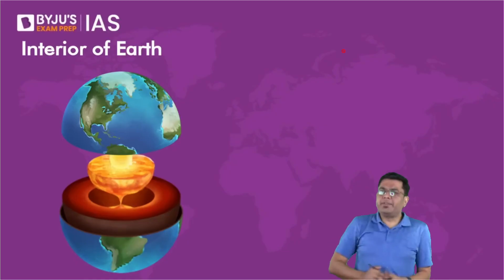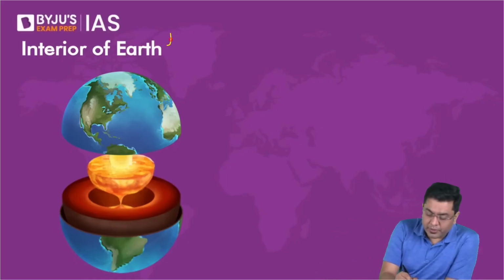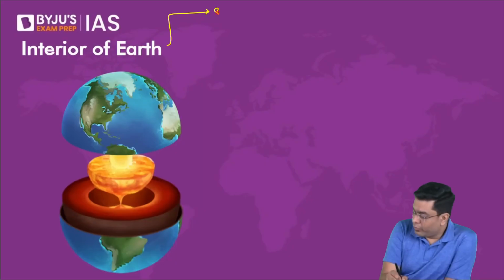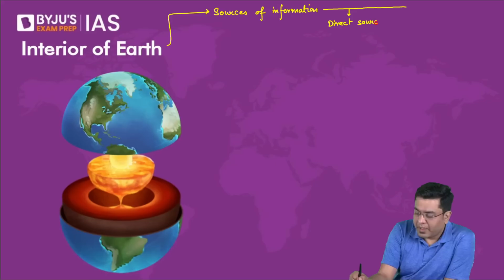So we have various sources of information when it comes to the idea about the interior of the earth. Now these sources of information can be classified into direct sources as well as indirect sources.